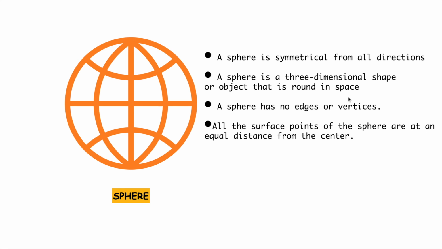Who is the next one? Sphere. A sphere is symmetrical from all directions. Okay? This is a three-dimensional shape or object that is round in space. The sphere has no edges, no vertices, no angles. All the surface points of the sphere are at equal distance from the center. So all the points on the sphere are equal distance from the center. Got it? So this is all about sphere.